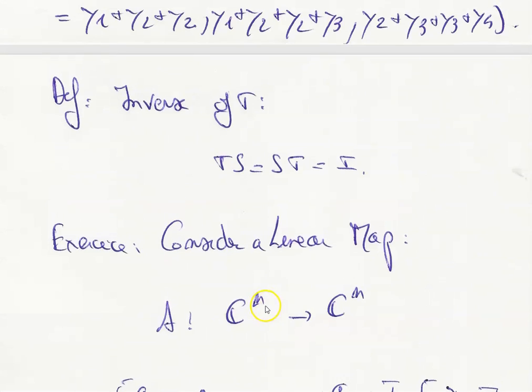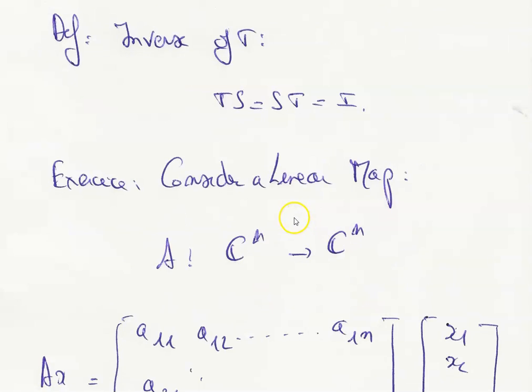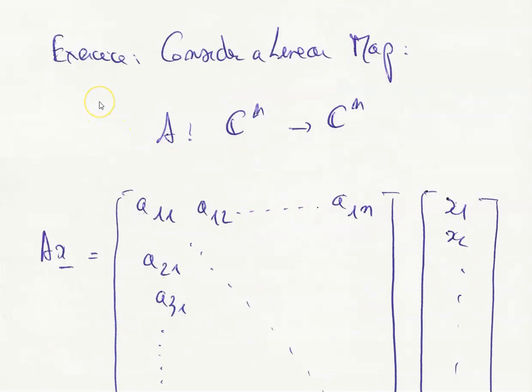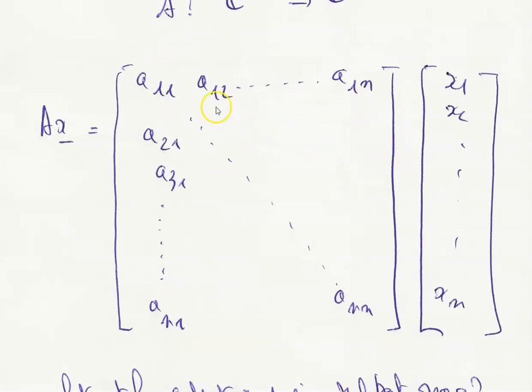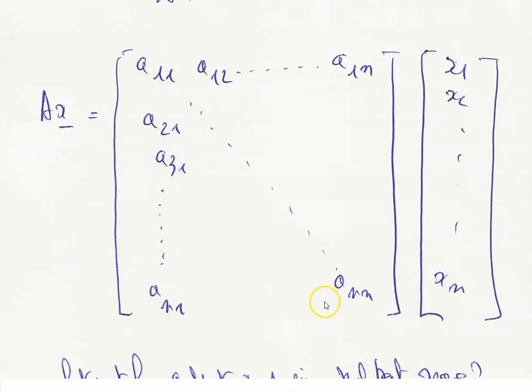Definition now of an inverse. The inverse of T is the operator A such that TA equals AT equals the identity. And consider now, as an exercise, the following linear map A, which goes from Cn to Cn, and A applied to the vector x is given by the following matrix. So you visualize it.